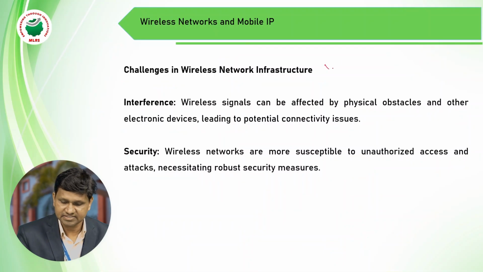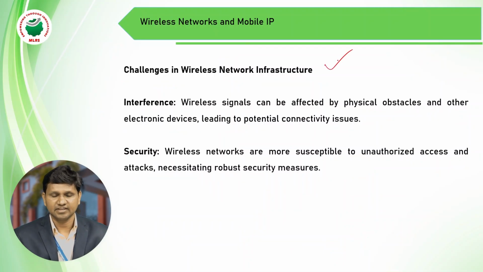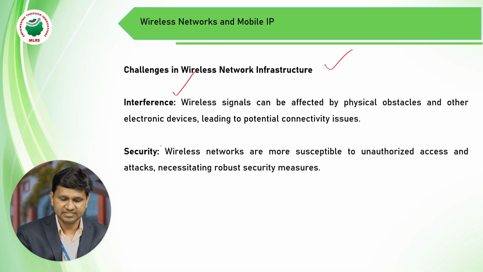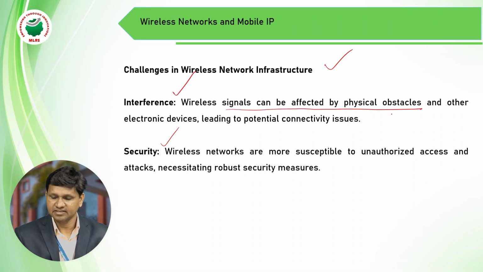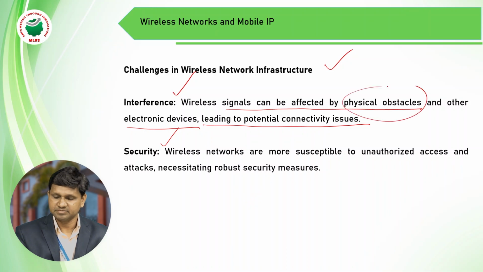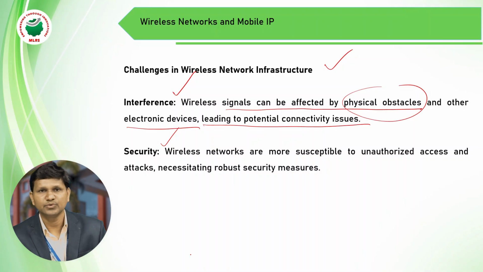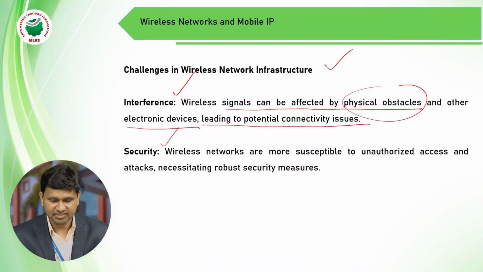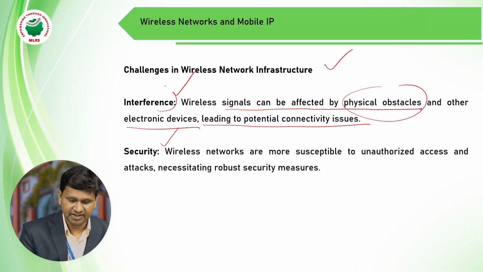Next one is challenges in network infrastructure. There are a few challenges if you establish an infrastructure. First one is interference, next one is security. Wireless signals can be affected by physical obstacles and other electronic devices, leading to potential connectivity issues. Day by day we get new electronic devices, right? In those cases also we may get some challenges about interference.